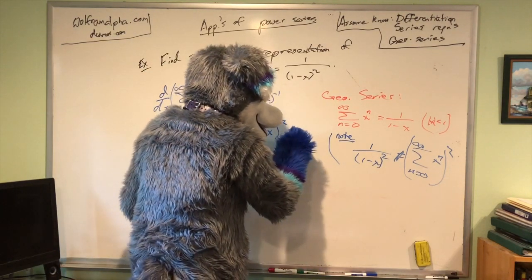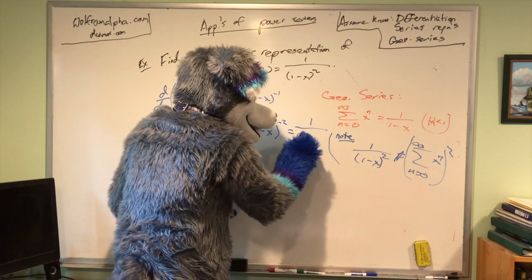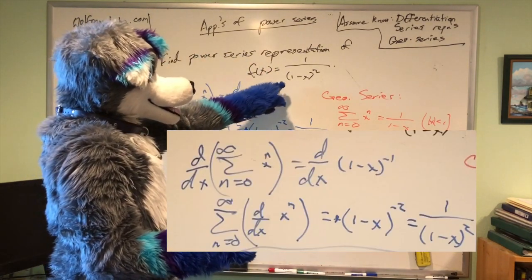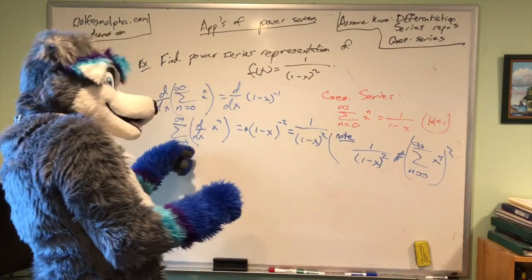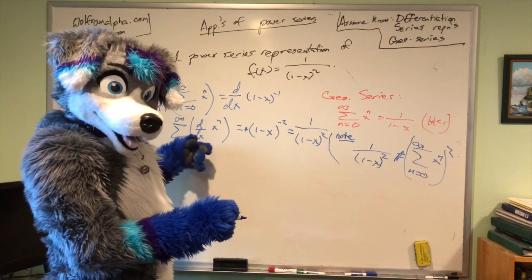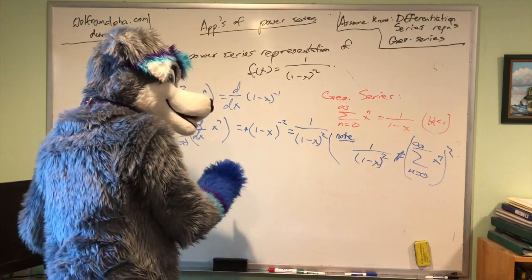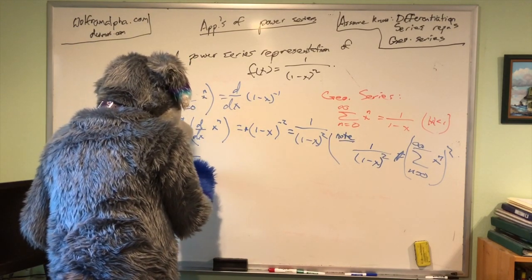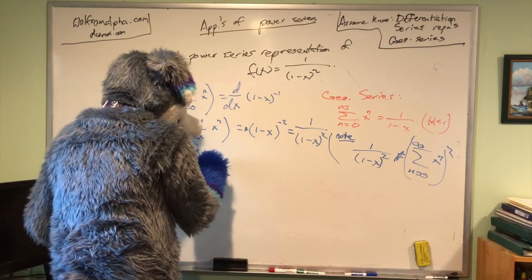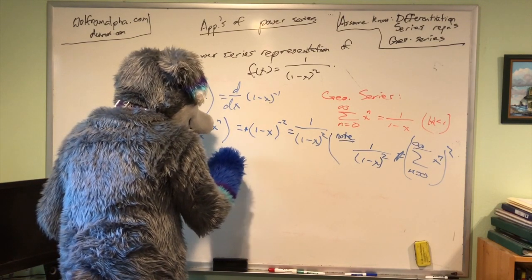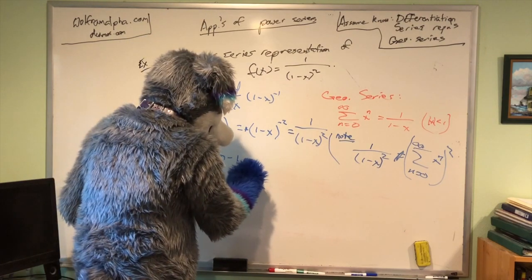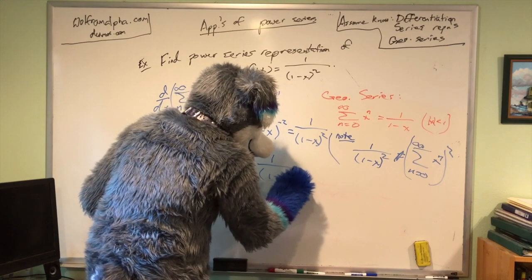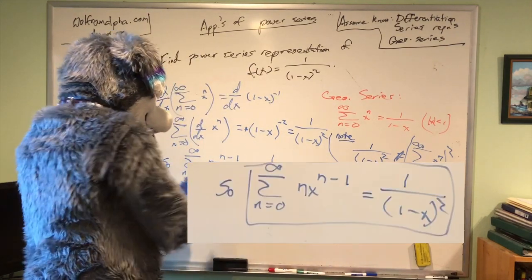So I can rewrite this as 1 over 1 minus x squared. Oh, but hey, that's what I'm looking for. Now all I have to do is mess with this side, but I know how to take the derivative of x to the n. So we have that the sum from n equals 0 to infinity of n x to the n minus 1 equals 1 over 1 minus x squared. And so there's our power series representation.